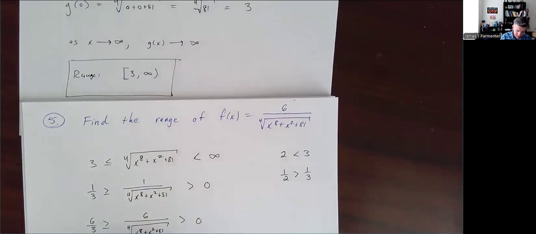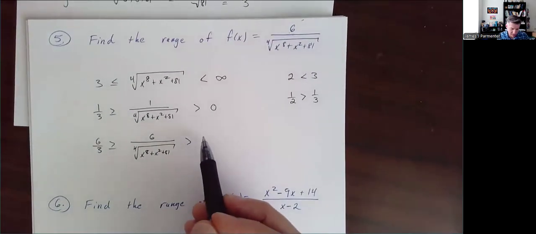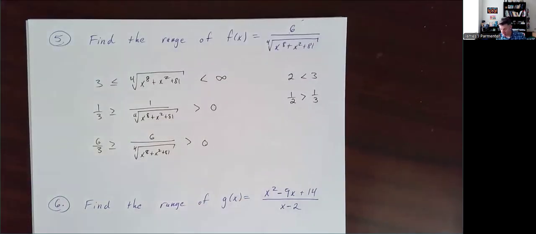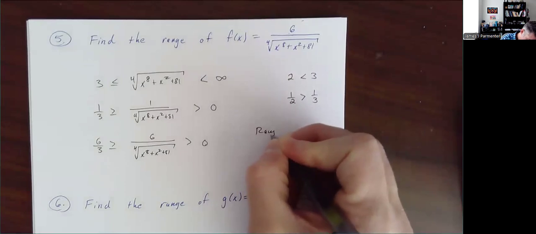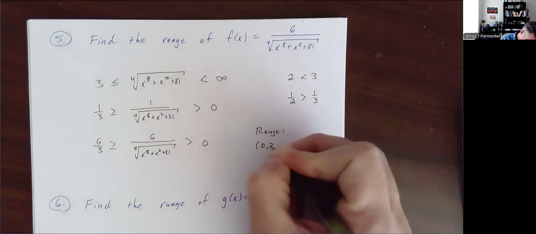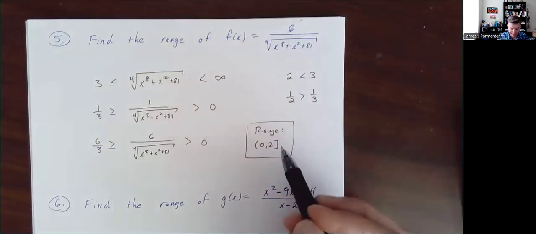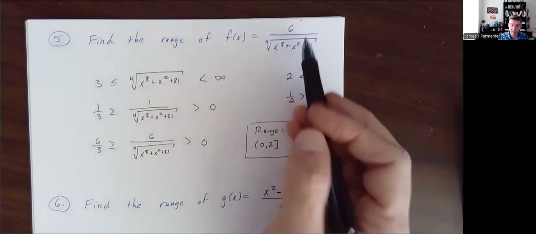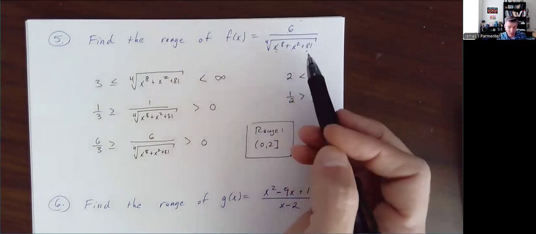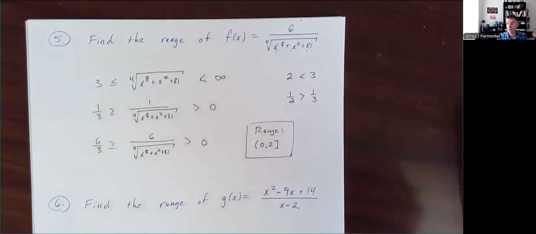So it looks like our function is between 0 exclusive. Oh, sorry, you can't quite say that. Apologies. It looks like our function is between 0 exclusive and 2 inclusive. So our range here is everything from 0 to 2. Again, if you pick x equal to 0, you get 0 plus 0 plus 81. The fourth root of 81 is 3. 6 divided by 3 is 2. And if you pick any larger value of x, the denominator gets larger, which means the fraction gets smaller.